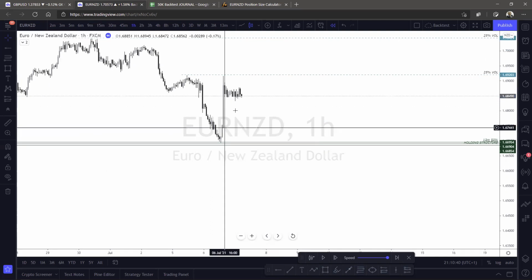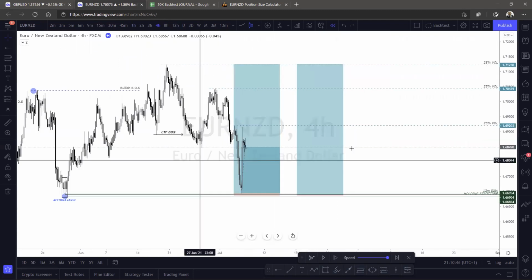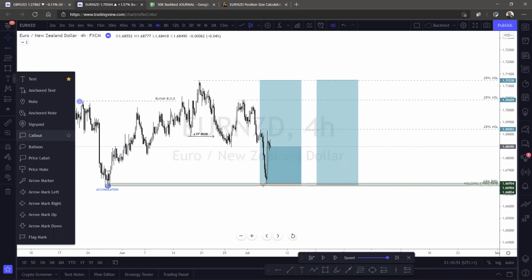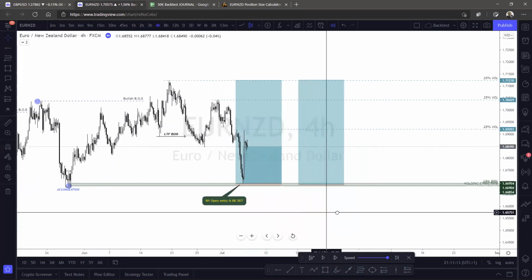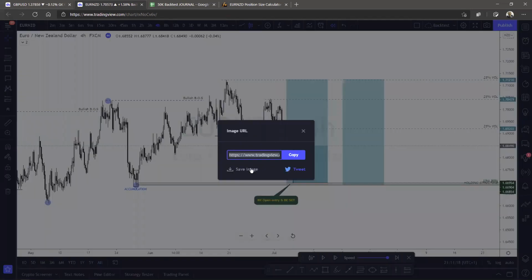Hold on. So at this point, we already moved to break even. Okay, so I'll just put it in the notes: New York open entry, break even, and break even set. Okay. Save.